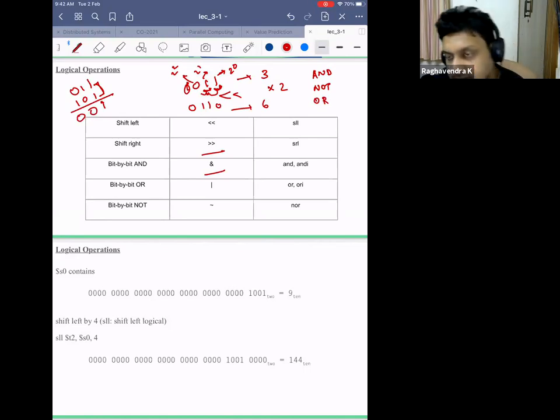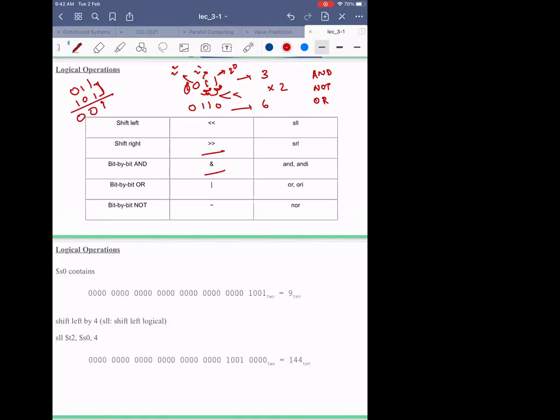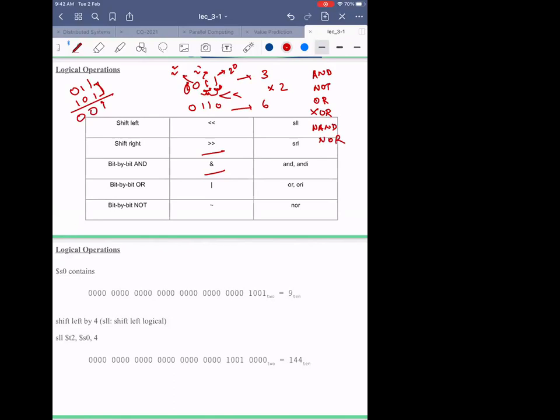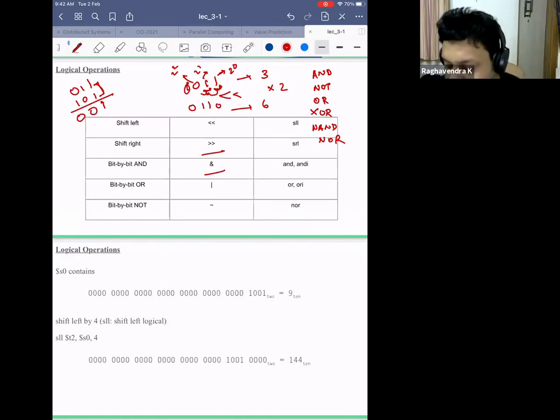So do you know any other gates? XOR. Okay. Any other gates? NAND, NOR, XNOR. Okay. So which is a universal gate? NAND. Why is it a universal gate? Because you can represent any gate using a NAND gate. Right. So how many gates do you need to represent an XOR gate using NAND gates?